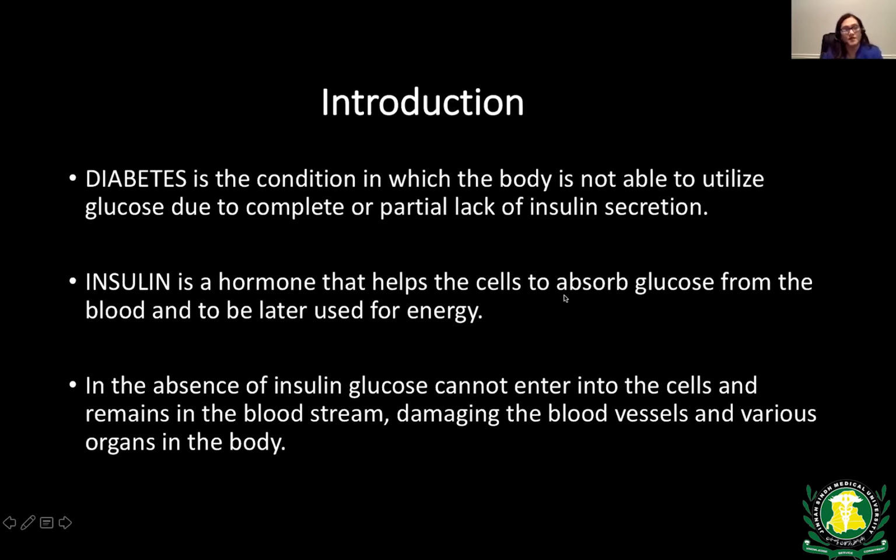So, what is diabetes? Diabetes is a condition in which the body is not able to utilize glucose due to complete or partial lack of insulin secretion. And what is insulin? Insulin is a hormone that helps the cells to absorb glucose from the blood to be later used for energy. In the absence of insulin, glucose cannot enter into the cells and remains in the bloodstream, damaging the blood vessels and various organs in the body.